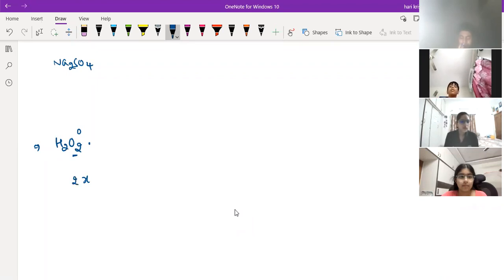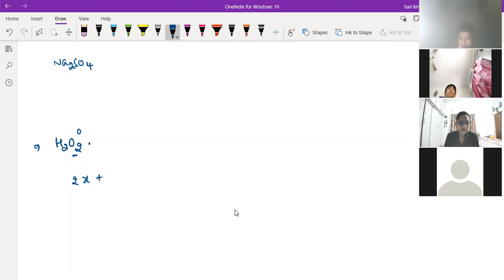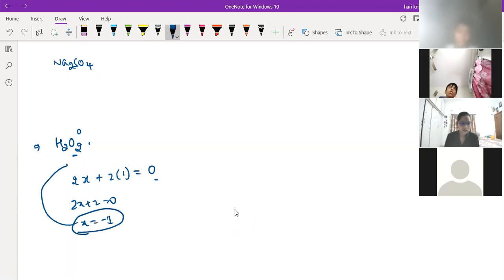And hydrogen with non-metals always shows +1 only, right? Yes, sir. So 2 into 1. Overall is equal to 0 because it's a neutral compound. So 2x plus 2 equals 0, x equals -1. If you got x equal to -1, that is a peroxide. Piyush, understand now? Yes, sir.